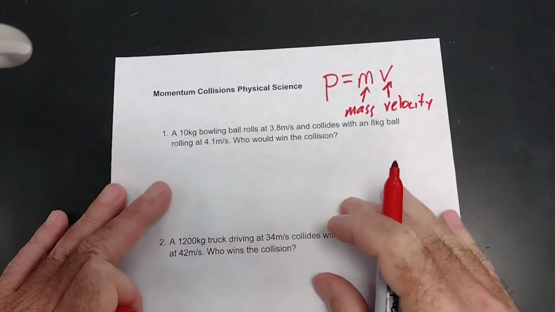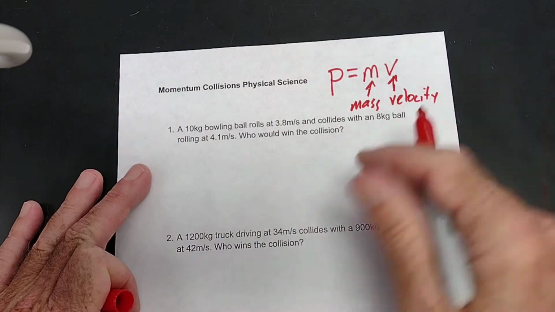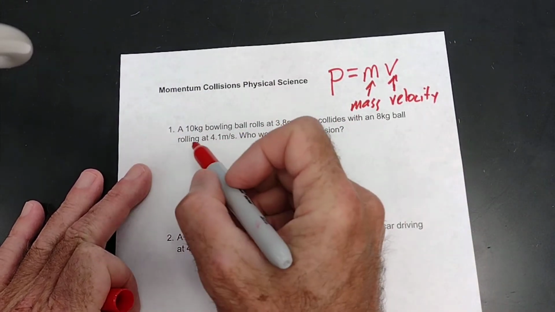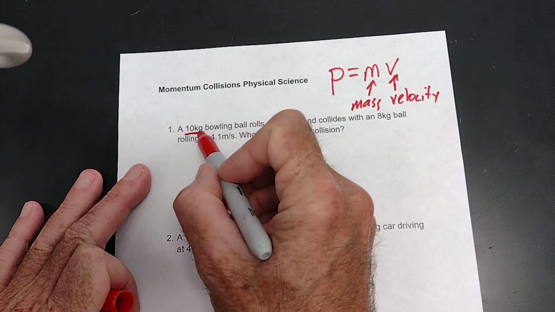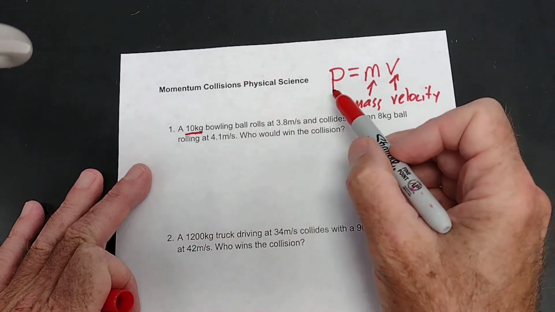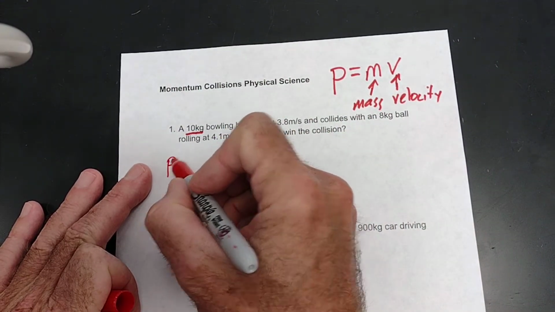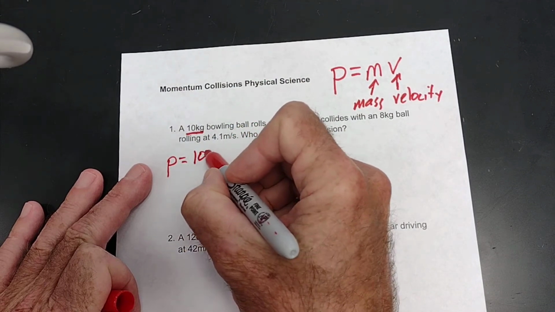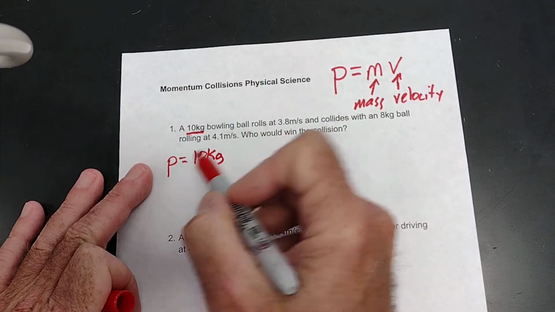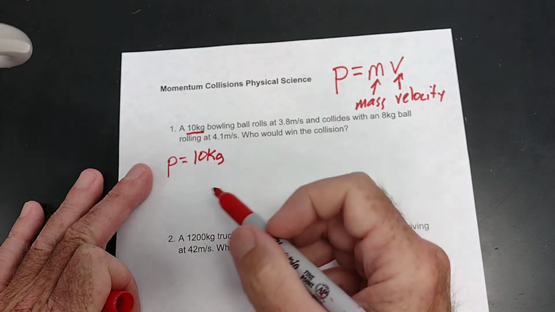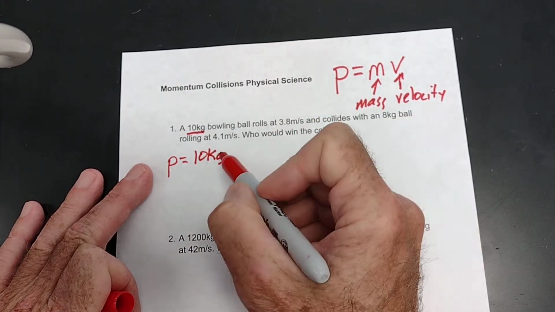Okay? Let's do some problems about things colliding with each other. Number one, a 10-kilogram bowling ball. What letter is that? 10 kilograms. That's right. 10 kilograms is the mass. 10 kilograms is the m. Is rolling at 3.8 meters per second.